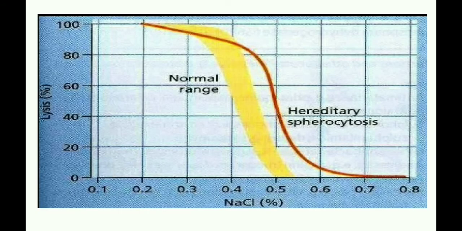So since these RBCs are spherical in shape, they can easily burst. So when you do an osmotic fragility test, you can see that there is an increased osmotic fragility, and when you record it as a graph, you can see the curve is shifting to the right. So there is an increased osmotic fragility in hereditary spherocytosis.